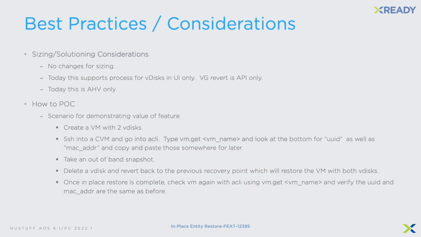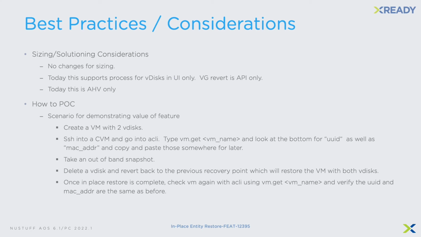So as far as things to consider, there are no changes needed for sizing or the methodology that you use to size. This process is supported inside of Prism Central for vDisks only. Volume groups are supported, but with API only. Lastly, this is an AHV only feature today.